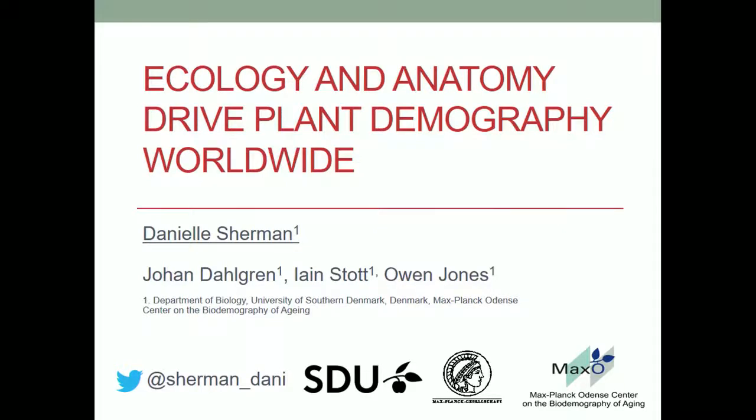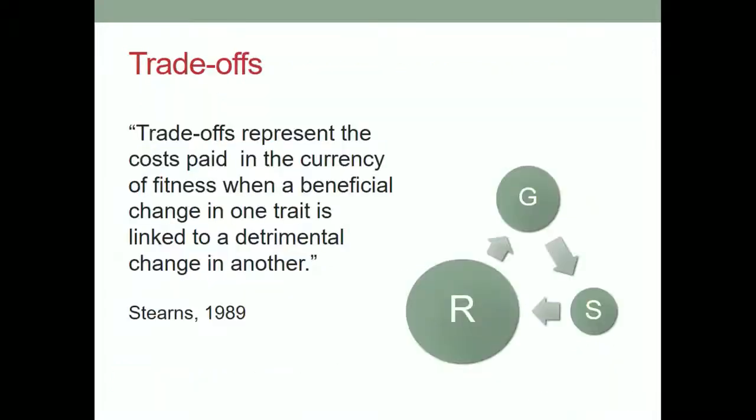But as I work in a biodemography group, I'm going to be talking to you about trade-offs. These trade-offs represent the cost paid in currency of fitness when a beneficial change in one trait is linked to a detrimental change in another. So when you assume that it's just selection that drives these changes, the trade-offs would occur only as a result of their history and design. But these traits stay within limits, so that means that these trade-offs must occur.